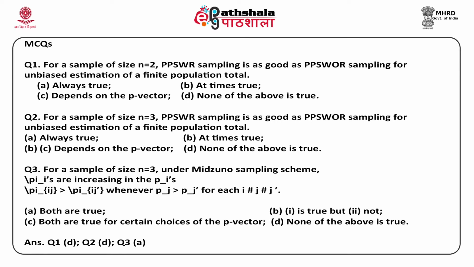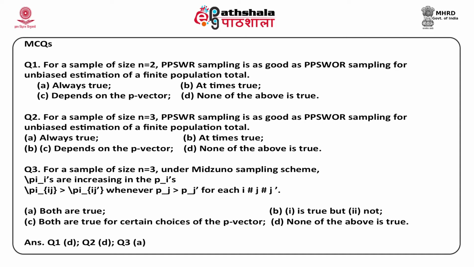3. For a sample of size 3 under the Midzuno sampling scheme, the pi i's are increasing in the p i's. And pi ij is more than pi ij dashed whenever p j is more than p j dashed, for each i unequal to j unequal to j dashed. Are both of these statements true? B, one is true, but two is not. C, both are true for certain choices of the p vector. And D, none of the above is true.